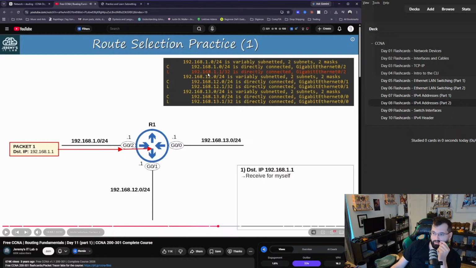Oh, okay. I didn't realize that these are choices. I thought it was asking which interface it was going to go out of. I was still right, though.